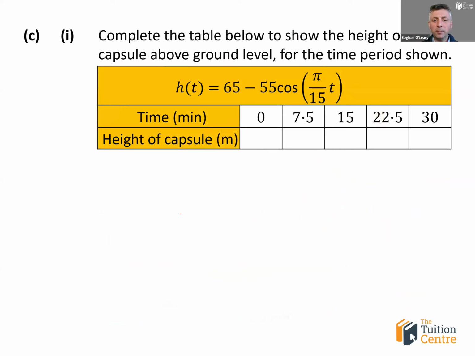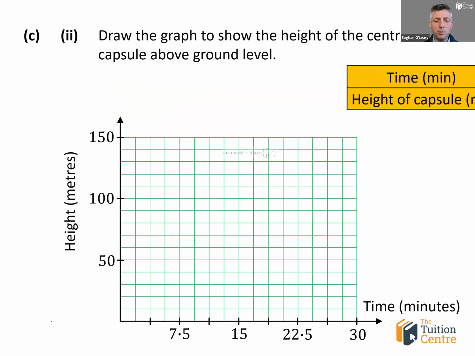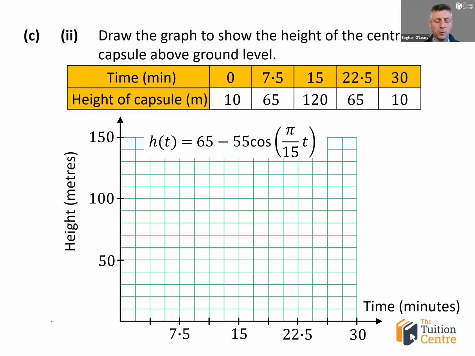Part C1, complete the table below to show the height of the capsule above the ground for any period of time. So here is our function. You can just put in the different values, 0, 7.5, 15, or you could do it on the calculator where you input the function, you say start 0, steps 7.5, end 30, and you're going to get your different outputs. You're going to then plot it using those points. So you're going to plot this function. It's going to look like this.